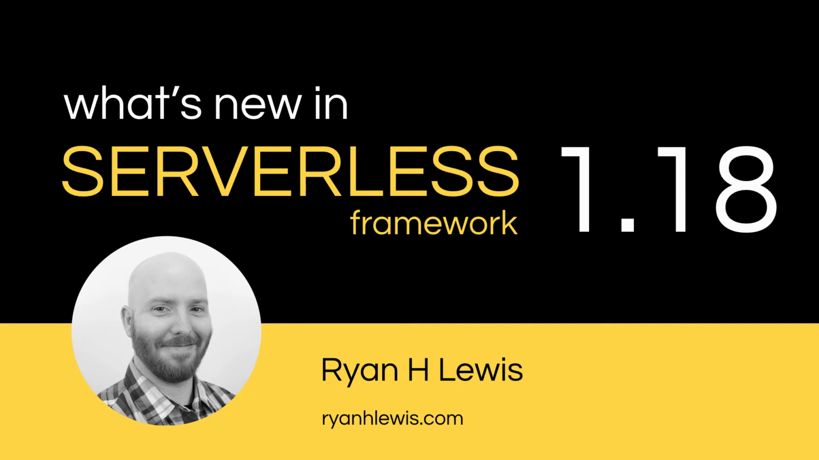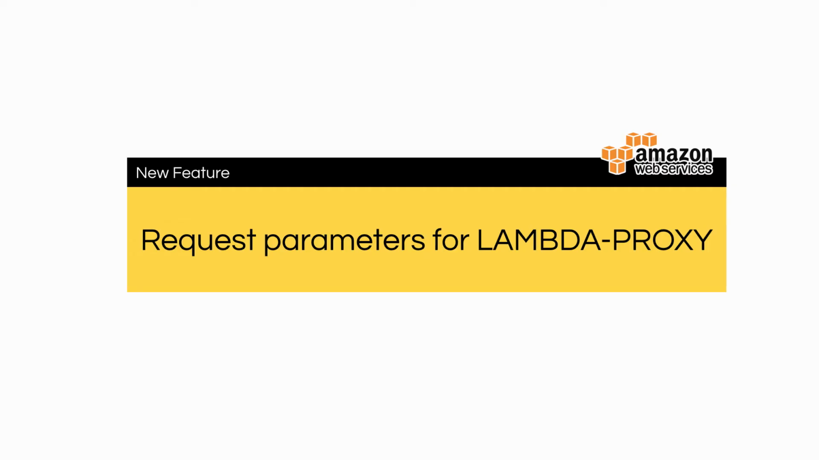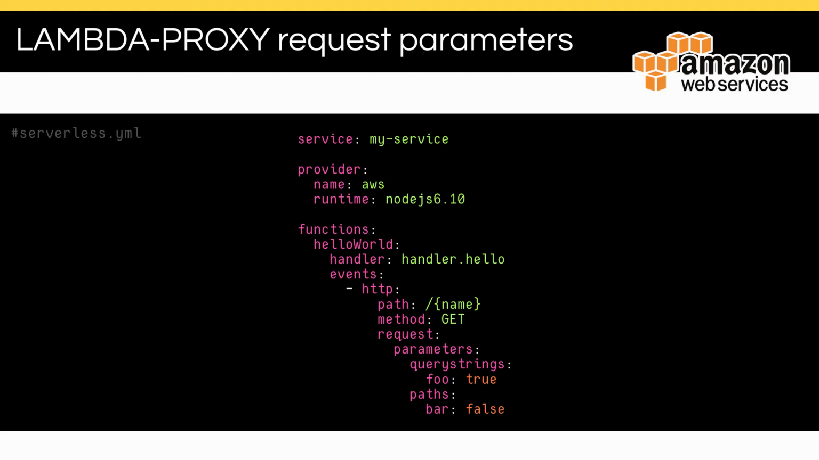Along with some bug fixes and performance improvements, this new version brings a few new features. The first of these is for AWS users, and it's the ability to configure request parameters for the LAMBDA-PROXY integration in API gateways. When you're configuring your LAMBDA-PROXY event type on your function, the HTTP event type, you're now able to configure your request parameters, such as query strings or paths, on that API gateway.